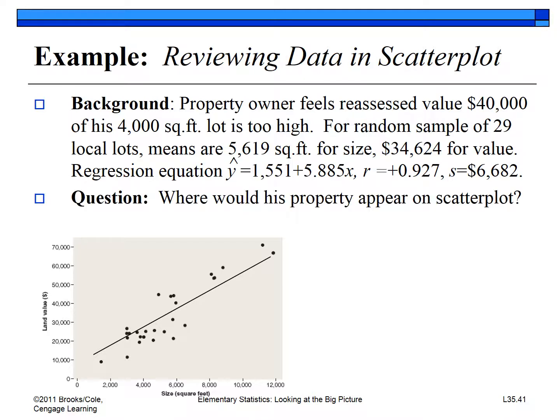So where is our property owner's property on this plot? Well, the size of the lot is 4,000 square feet. So we see that back down here. The assessed value of $40,000 is here. So we go across, we go up, and there is our property owner's property. Notice that's a pretty big residual. It's pretty far away from the line. So I think he might be right.